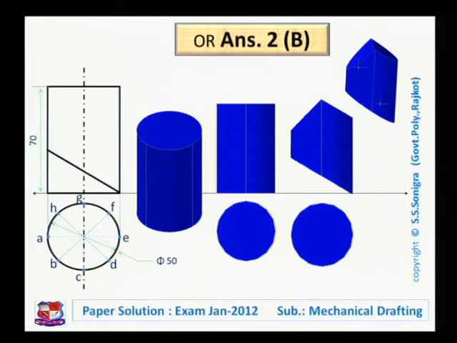This is the cutting plane or cut portion which is given in the data: 3 lines at various angles. This angle is 30 degree, this angle is given as 45 degree, and this angle is given as 30 degree again. So this is the given data.